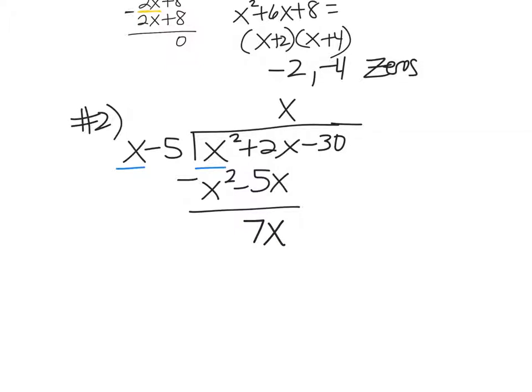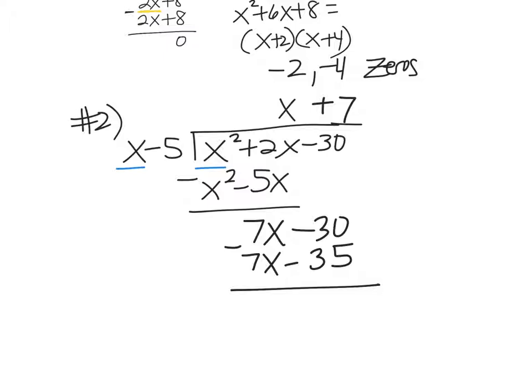Bring down the negative 30 now. Do it all over again. What times x is 7x? Positive 7. So 7 times x is 7x. 7 times negative 5 is negative 35. And then subtract again. The 7x minus 7x will cancel out every time. Then we get negative 30 minus negative 35 is 5.